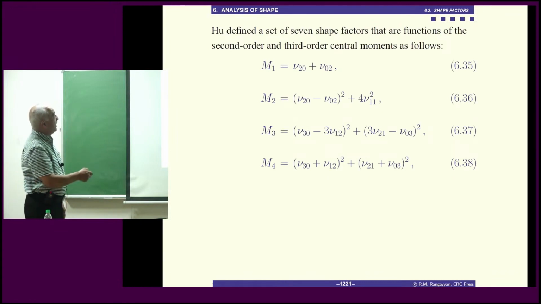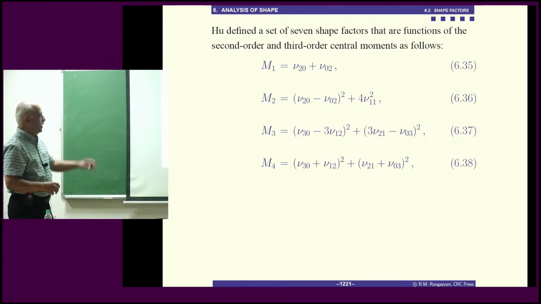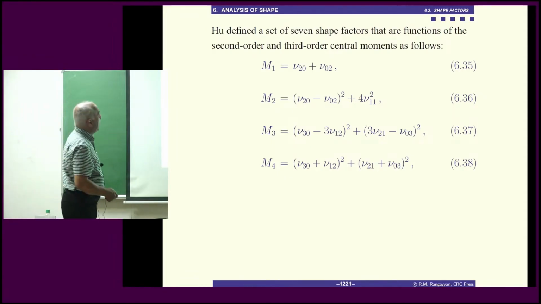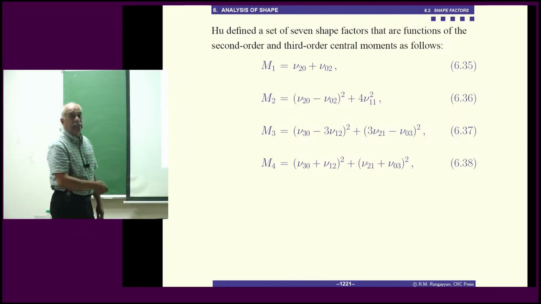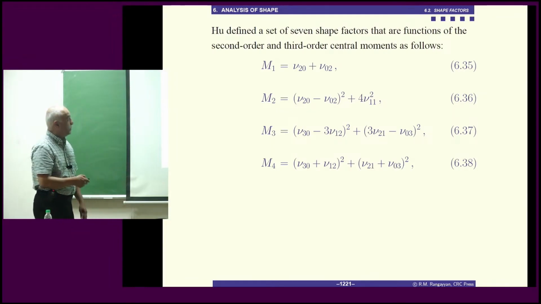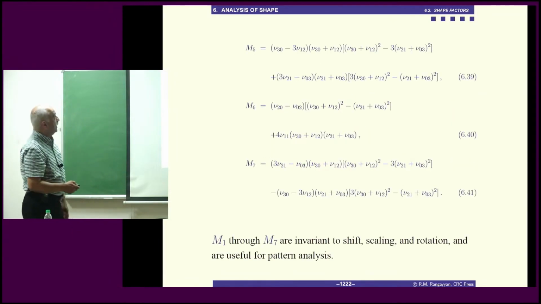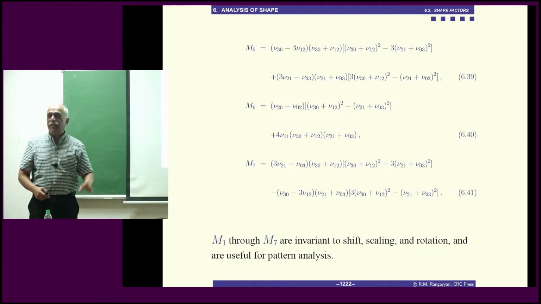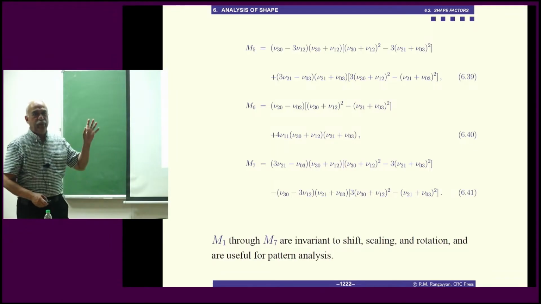And then Hu defined these moments. I won't read them. You don't need to memorize them. There's a bunch of moments based on second and third order central moments: 20, 02, and 02 second order, and 30, 12, those are third order. p plus q is 3 here. And more of these, M1 to M7. These are very popular in pattern recognition. We have used them too.